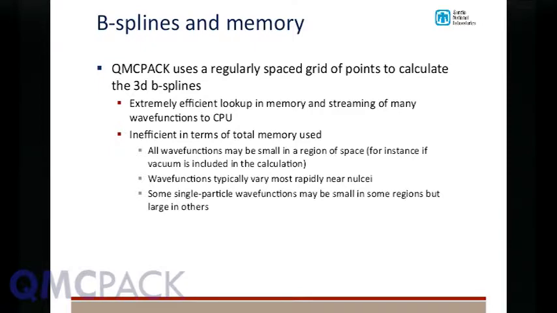The bad thing is that it can be quite inefficient in terms of total memory used. So imagine the case where all the wave functions might be small in a region of space. If I do a slab calculation, let's say, I'm still going to represent with the same efficiency, with the same resolution, all the zeros in that vacuum if I don't do something clever. Another issue is that wave functions typically vary more strongly, let's say, near nuclei, right? So if you have a uniform spacing of these real space points, you're, again, going to be wasting in the interstitials compared to near the nucleus.